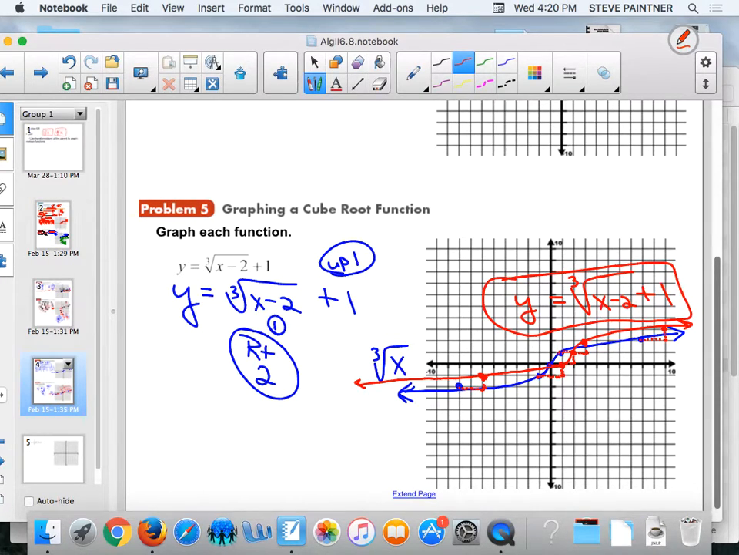Okay, good. Once again, if you want to check to see if you're right, you could just take this point right there. By the way, that point looks to be what?